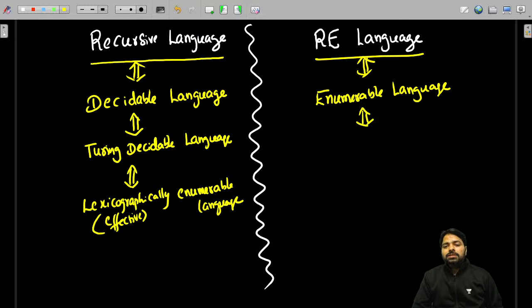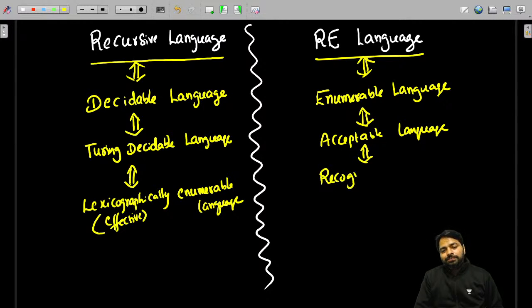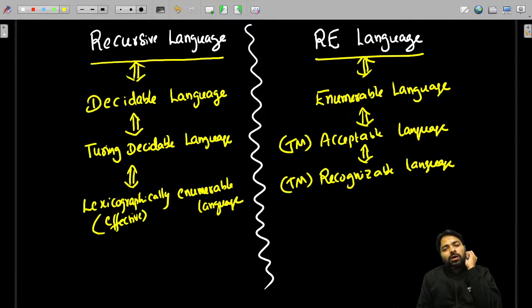And what are other names? You have acceptable. What are other names? Recognizable. If you want to use Turing machine, like TM acceptable, TM enumerable, you can use that word if you want. That is optional. You don't need to use that word if you don't want. Simply, if I say Turing recognizable, then which language is it called? Recursively enumerable. Another name of recursively enumerable you can call Turing recognizable. So these are the best words.